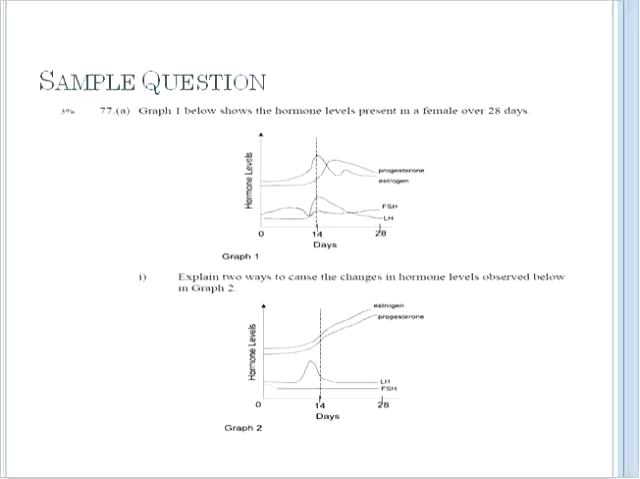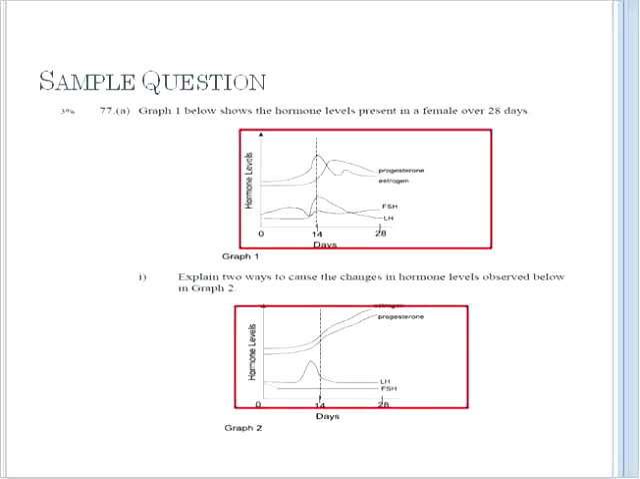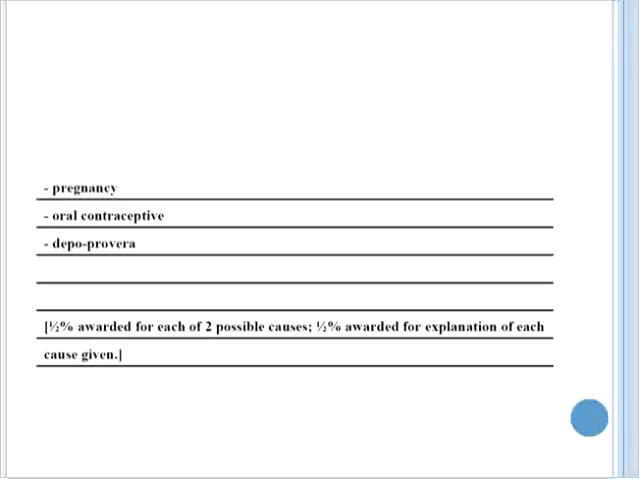A constructive response question from a previous public examination reads as follows. You're given a graph which shows the normal hormone levels over a female during the 28-day cycle. And you're asked two ways that would cause the changes that you see here, with estrogen and progesterone levels remaining high. With estrogen and progesterone levels remaining high, something must have occurred to cause this to happen. The answer as presented for this was that pregnancy may have caused this to occur, an oral contraceptive, or Depo-Provera. All of those would involve alteration of the hormone levels.